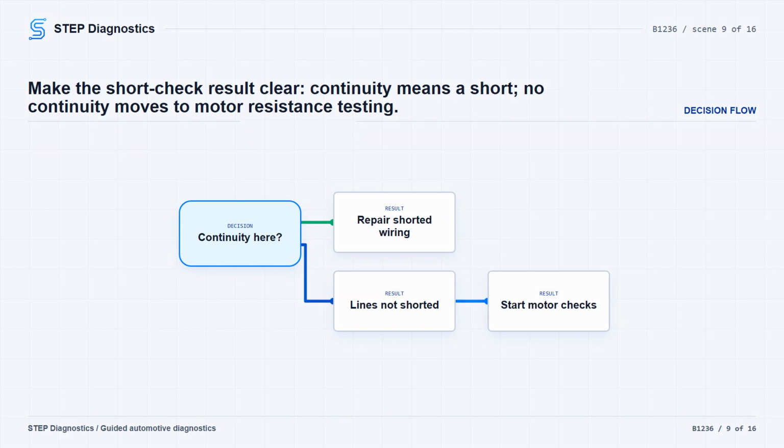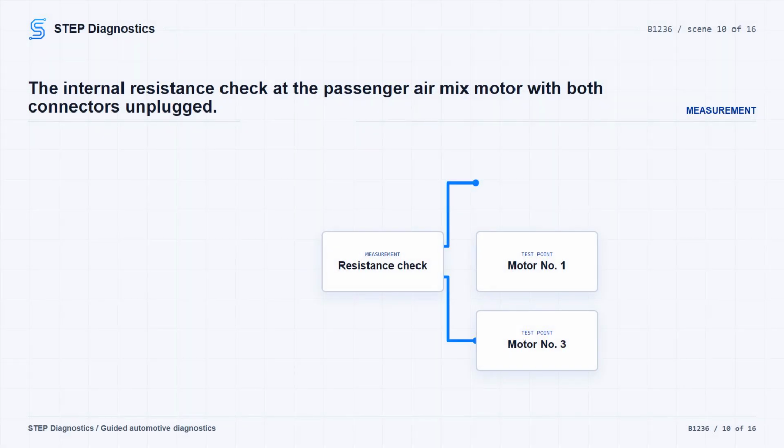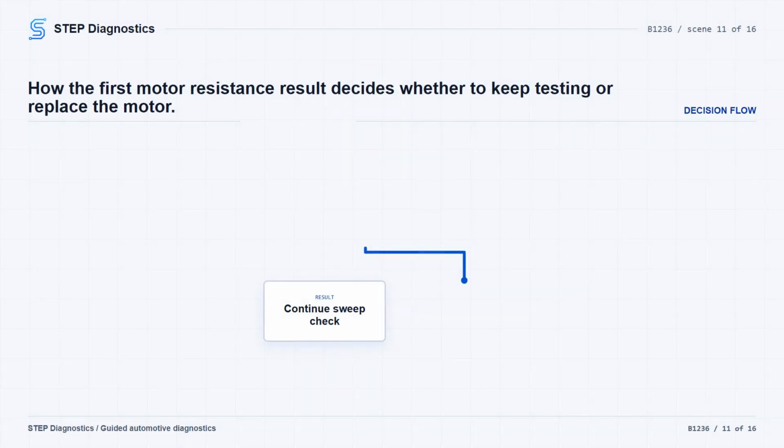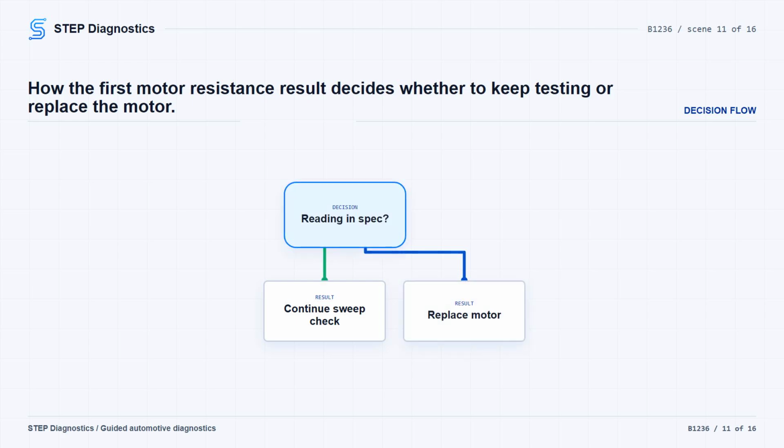With the ignition still at LOCK (0) or OFF mode, and both the climate control unit 32P connector and passenger's air mix control motor 7P connector disconnected, measure resistance inside the passenger's air mix control motor between motor terminal no. 1 and motor terminal no. 3. The expected resistance is 6 kΩ plus or minus 1.8 kΩ. If the reading is 6 kΩ plus or minus 1.8 kΩ, continue to the sweep style resistance check. If it is not, replace the passenger's air mix control motor.